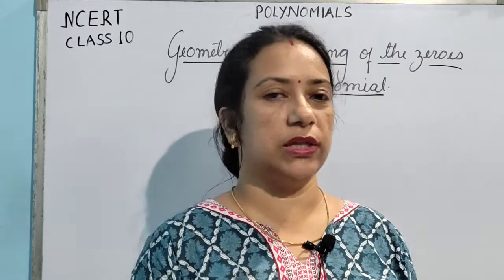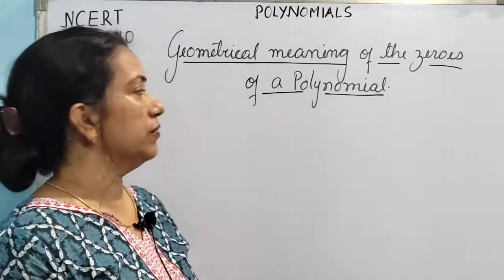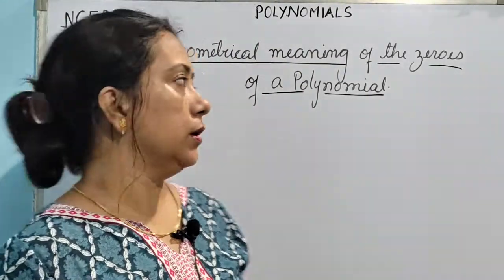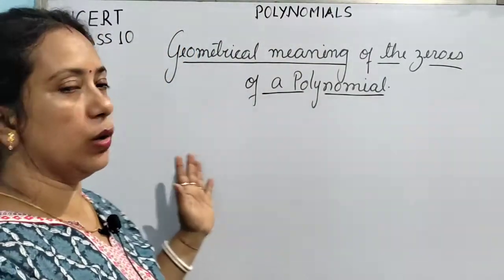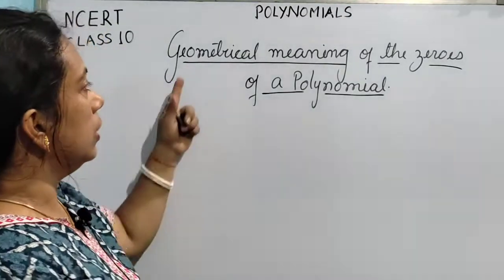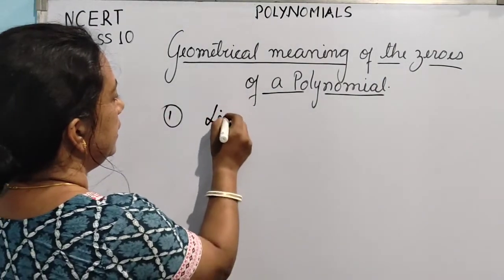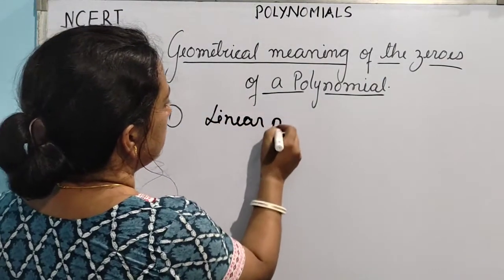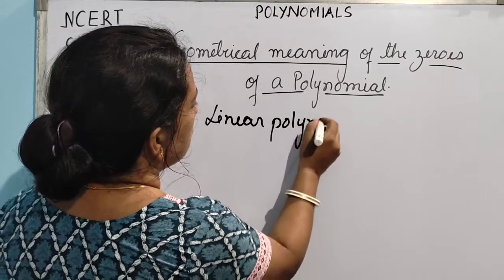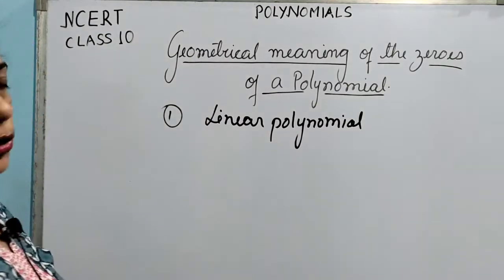Hello students. So in this video I will be discussing the geometrical meaning of the zeros of a polynomial. By this time all of you know what a linear polynomial is, what a quadratic polynomial is. So the first case that I will be considering is that of a linear polynomial. What is the geometrical interpretation, the meaning, of a linear polynomial?